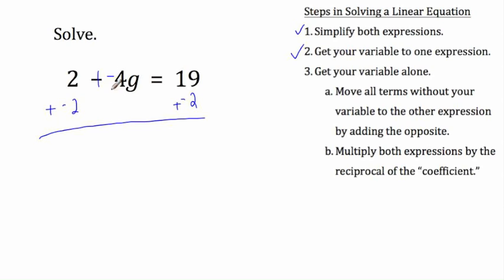That'll leave us with, in the left-hand expression, negative 4g, and in the right-hand expression, 19 plus negative 2 is 17. So step 3a is finished. Now all we have is step 3b, which is to multiply both expressions by the reciprocal of the coefficient. Here the coefficient is negative 4. So we need to multiply by the reciprocal of negative 4, which is 1 over negative 4. And we do this on both expressions.